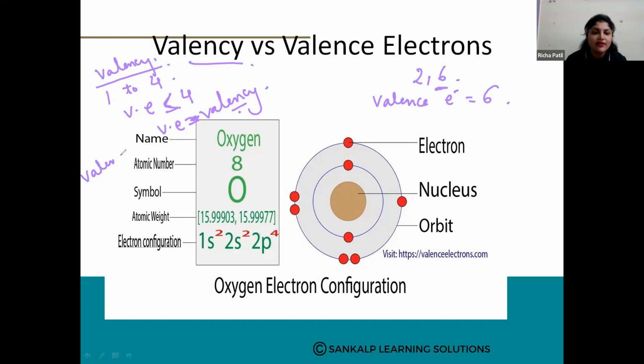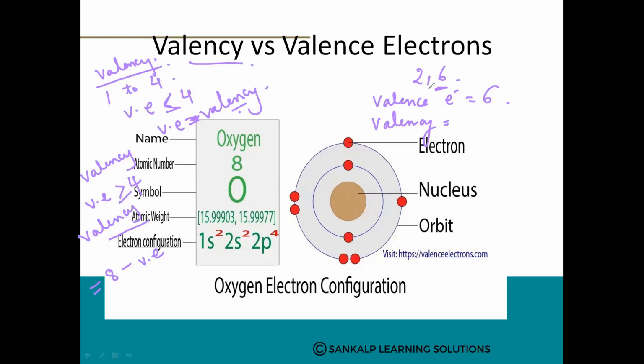And if the number of valence electrons is more than 4, then valency is calculated as 8 minus valence electrons. This is the way you calculate the valency. Now the number of valence electrons here is 6, which is more than 4. So the valency is 8 minus 6, which is 2. Yes, it is 2.